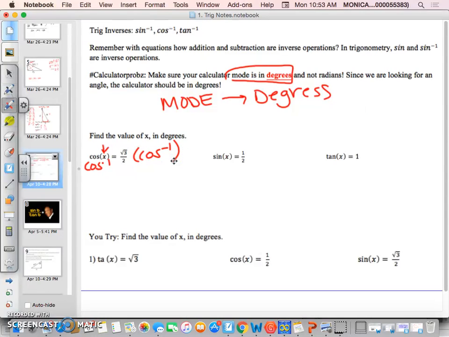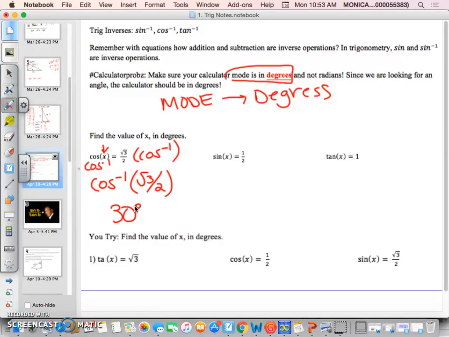When I'm typing this in my calculator, I'm going to put cosine -1, parentheses, square root of 3 divided by 2. So you hit second cosine, then second x squared, 3 divided by 2, close your parentheses, and hit enter. Second cosine, second square root of 3, you've got to tab over, my bad, divided by 2, equals. You should end up with 30. And this is in degrees, okay?